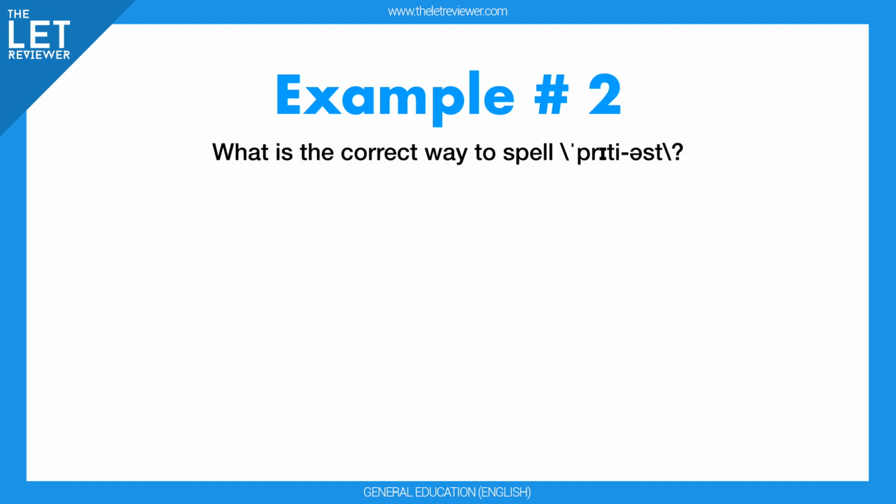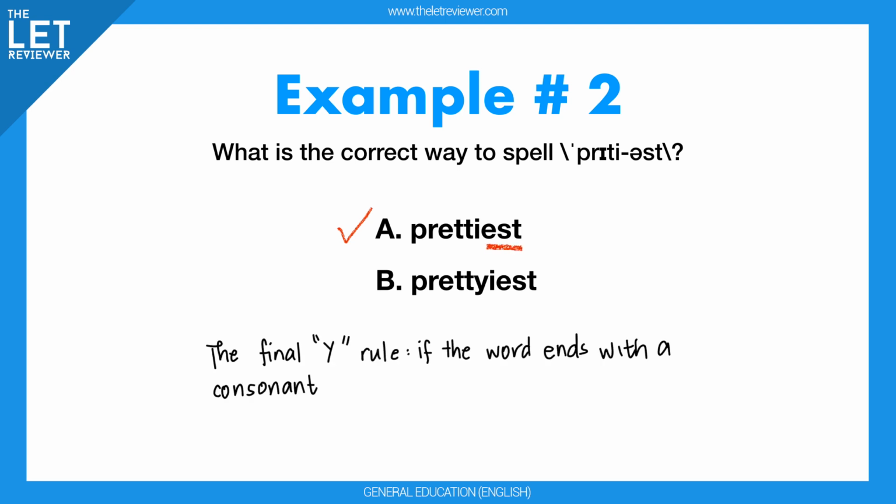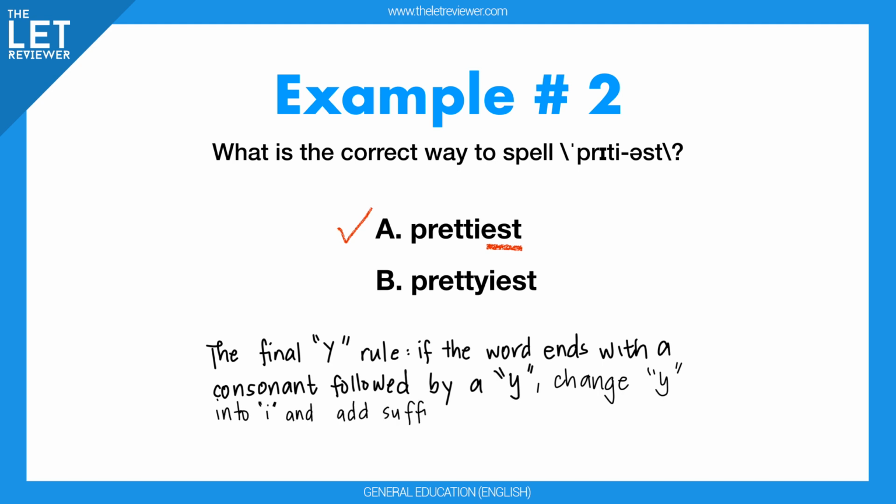How do you spell prettiest? The correct way to spell it would be PRETTIEST, following the final Y rule. If the words end with a consonant followed by a Y, change the Y to I, then add the suffix.